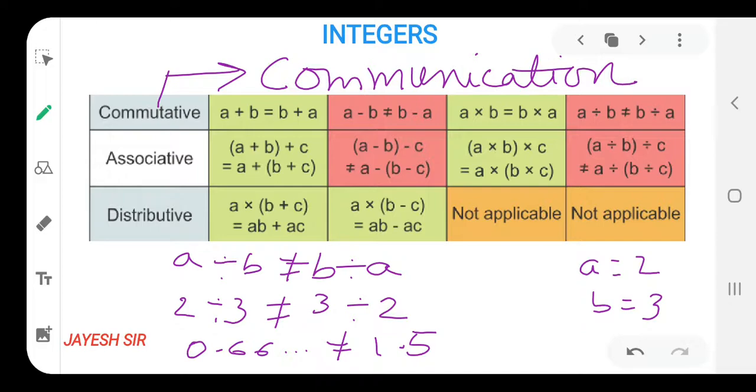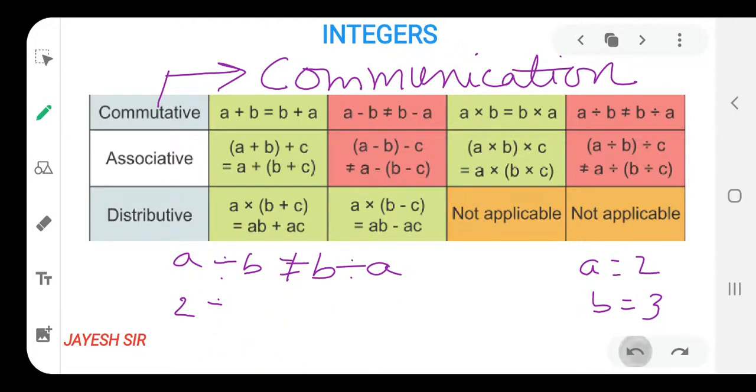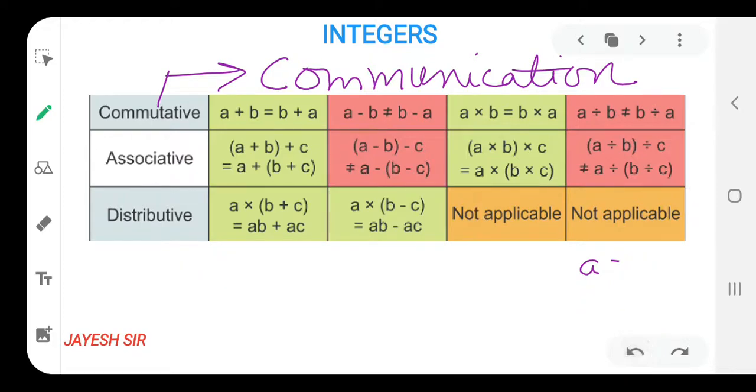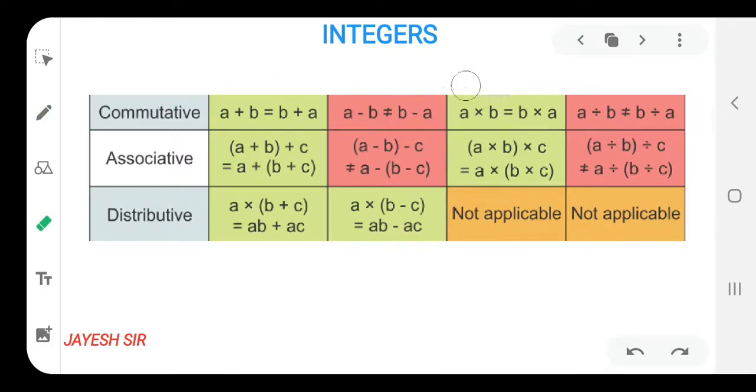I hope you all are getting it, as we have proved in all the cases the commutative property, and we have related it with communication also. I hope you will easily be able to remember it properly, friends. So let's now begin with the associative property. In the associative property we need three people, A plus B plus C. Let's see and understand it with a similar type of example.